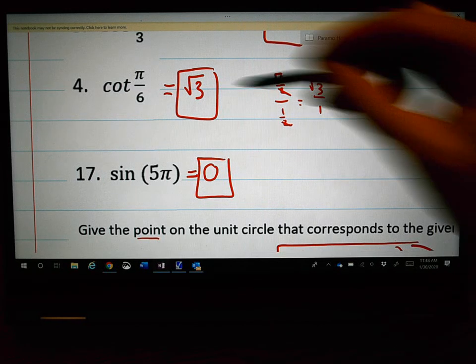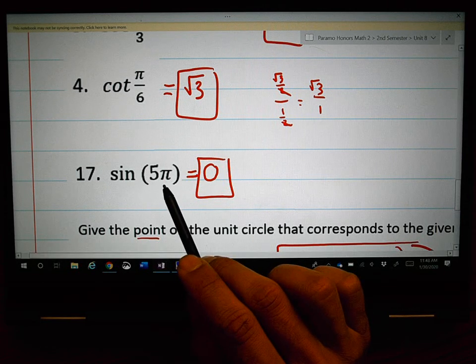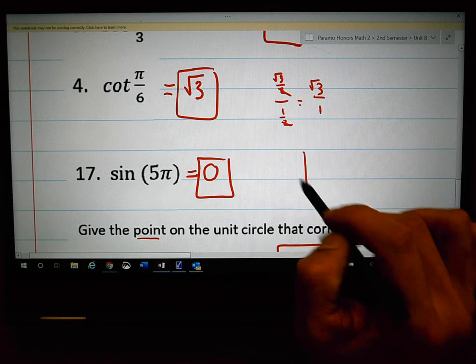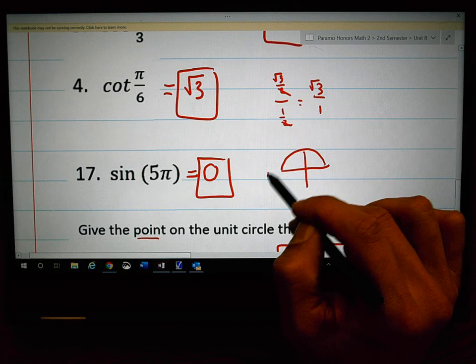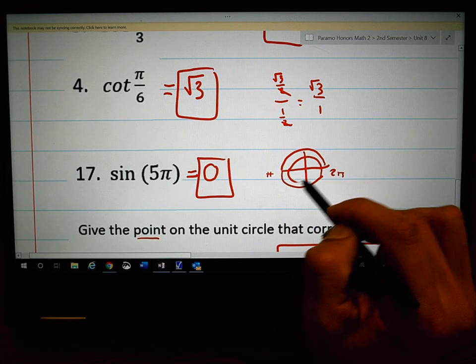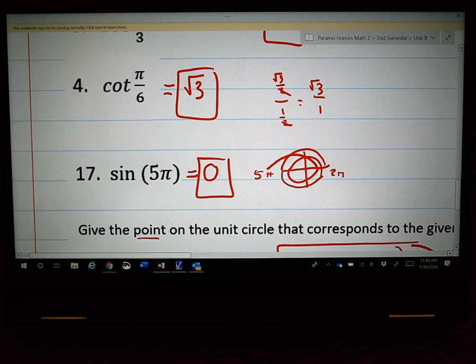Which simplifies to root 3. 5 pi, on the other hand, if you think about what we talked about, this is 1 pi, this is 2 pi, go around again, 3 pi, 4 pi, 5 pi is in the same spot as pi.